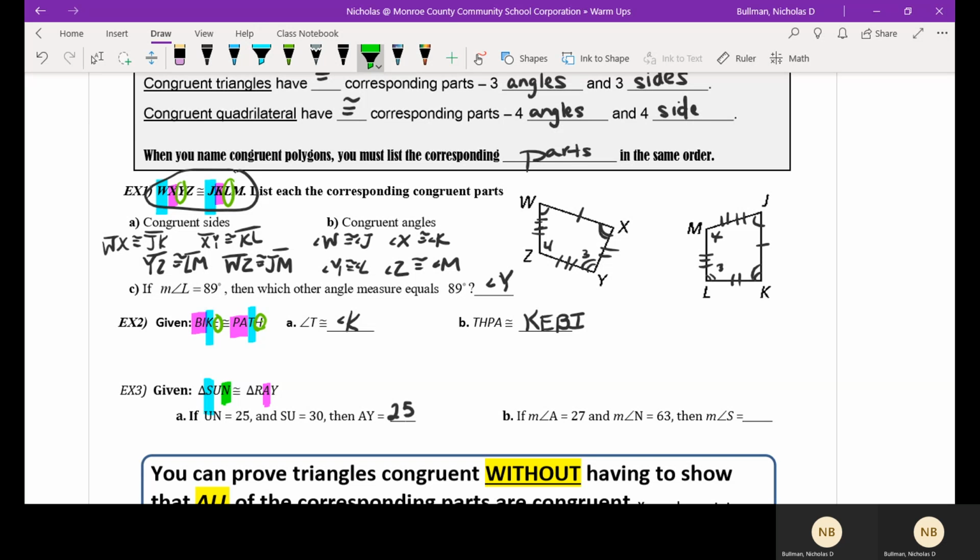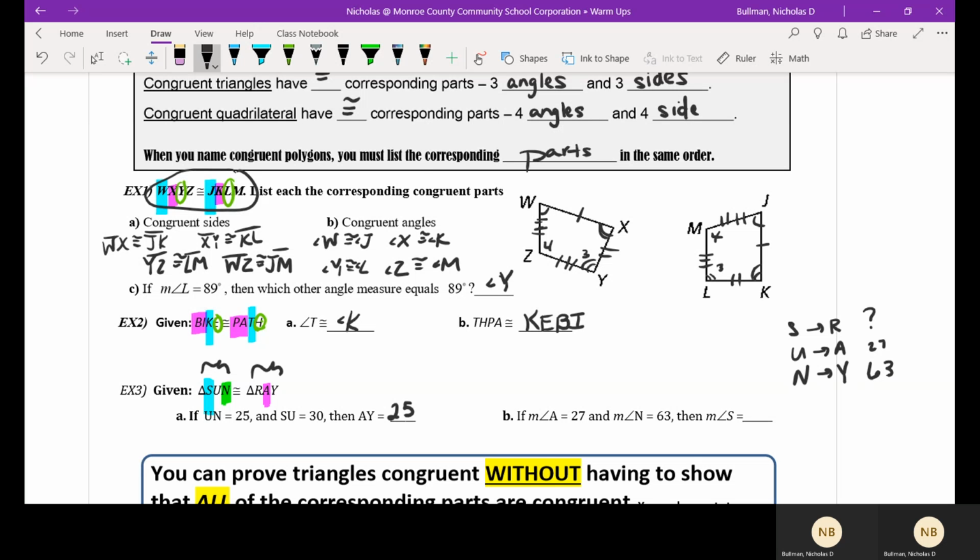So when I put all of them together, they should have congruent parts, right? When I take the 3 congruent parts together, remember these 3 should be congruent to these 3, right? So S and R should be congruent. U and A should be congruent. And N and Y should be congruent. So S and R are the ones I don't know. A and U are 27. And N and Y are 63.